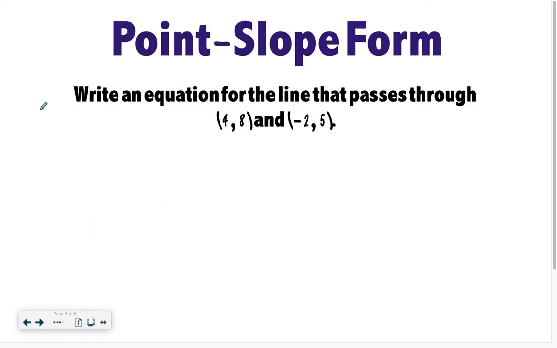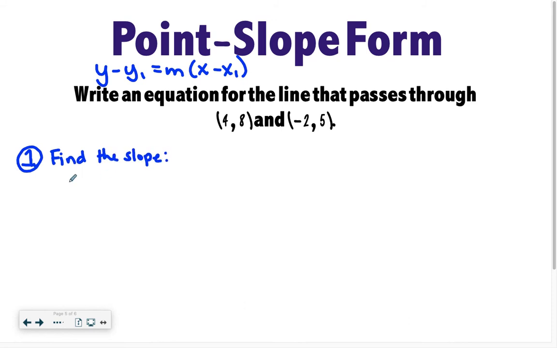So let's rewrite that form. I have y minus y1 equals m times x minus x1. Write an equation for the line that passes through 4, 8, and negative 2, 5. So my first step is to find the slope.